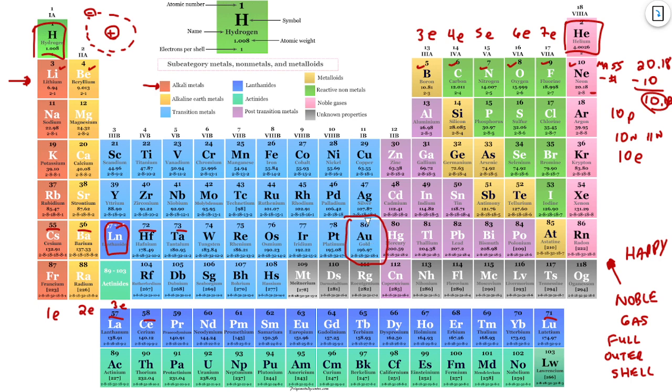If I subtract 80, I would get 117, if I did that right. Yeah, I think so. So gold there has 80 protons. It's got 117 neutrons. And you can see the shell configuration there, 2, 8, 18, 32, 18, and 1. All right? So that's a metal there.